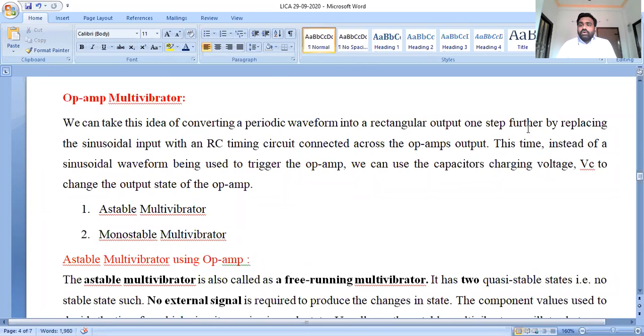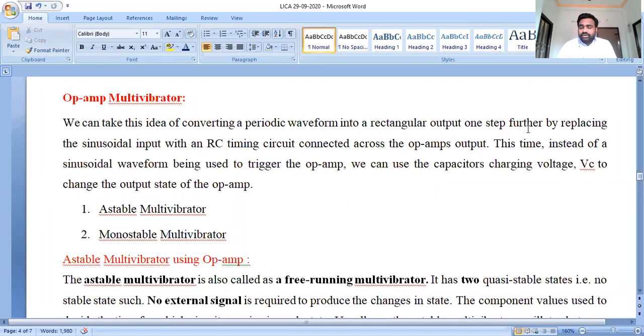So what is the main application of a multivibrator? We can use any type of linear integrated circuit, like BJTs, FETs, JFETs, and operational amplifiers in the application of a multivibrator. In this application we are using the operational amplifier, the linear integrated circuit IC 741. In the last class we explained the astable multivibrator.